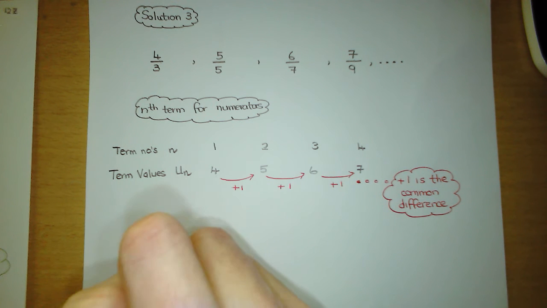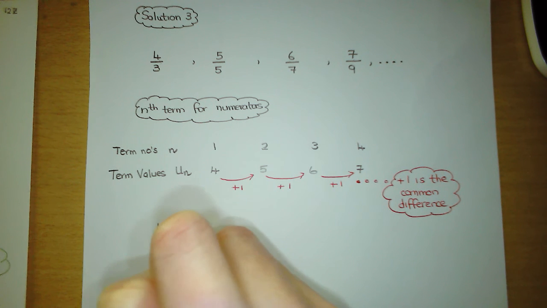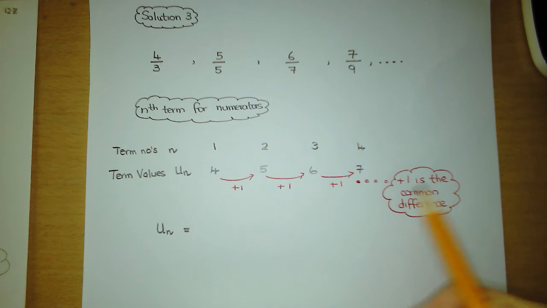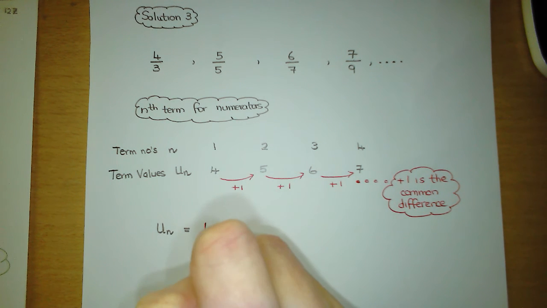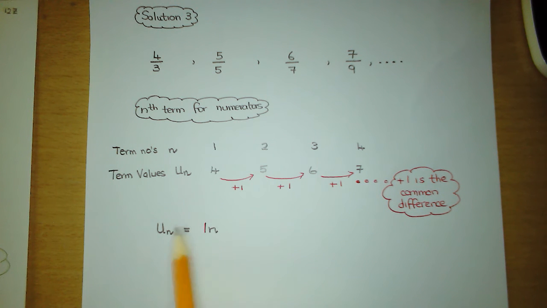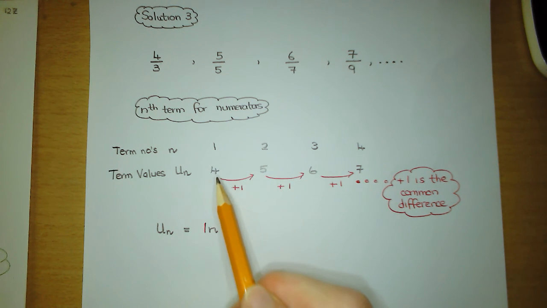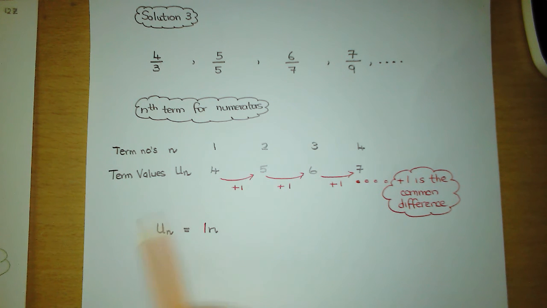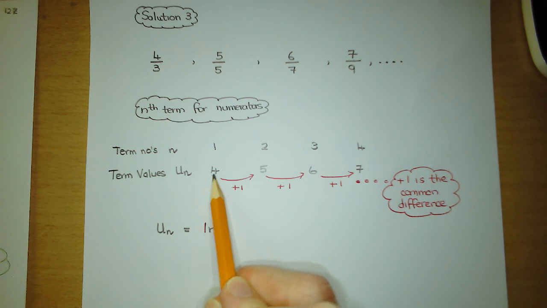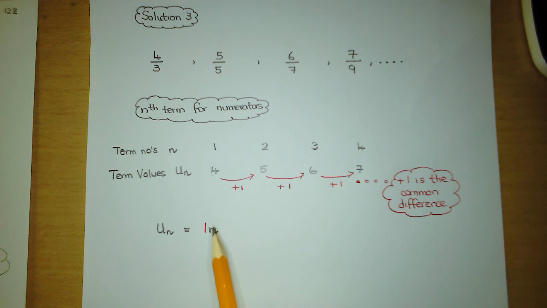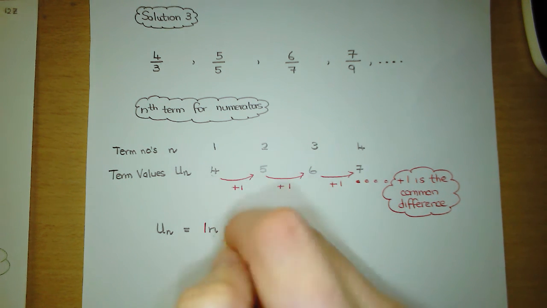So remember, our formula begins with un, and then the common difference gives us the coefficient of n. So un is going to equal 1n. And then we have to check, does this formula work? Does it correctly take each term number n and transform it into its term value un? So let's start by subbing in n as 1. When we sub in n as 1, we get 1 times 1, which gives us 1, but we should be getting 4. So how do we turn 1 into 4? We've got to modify it and add on 3.